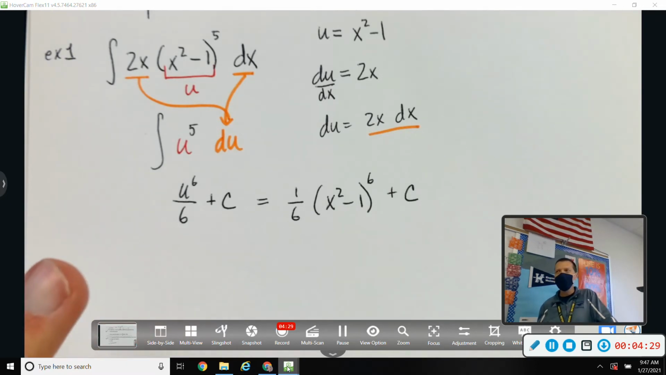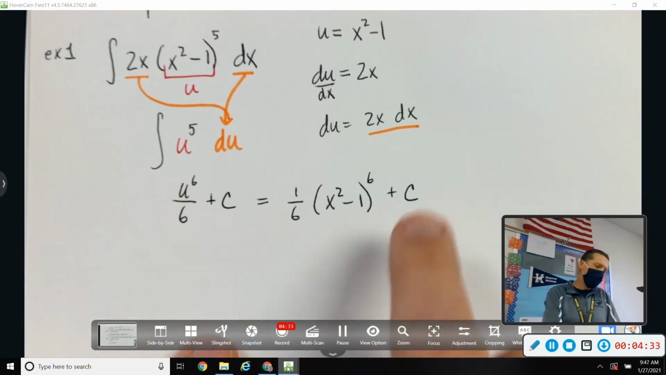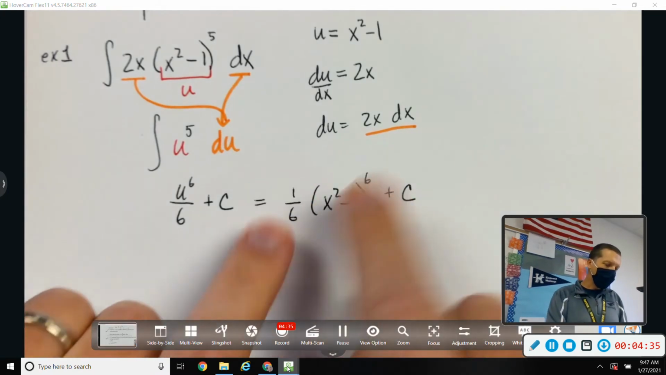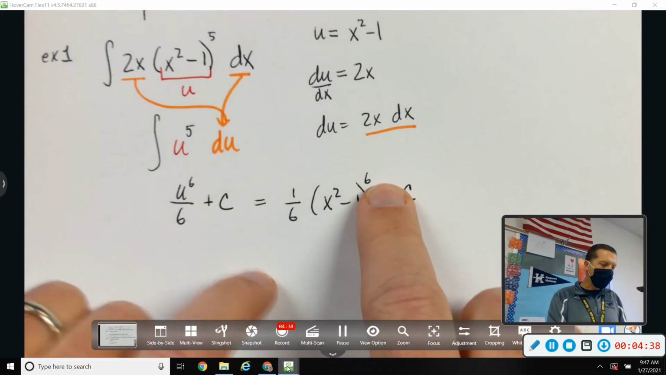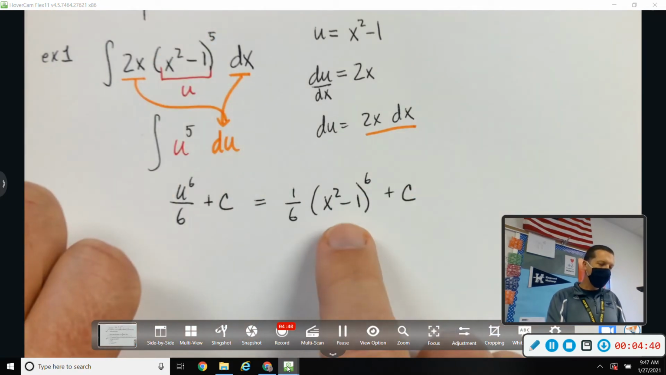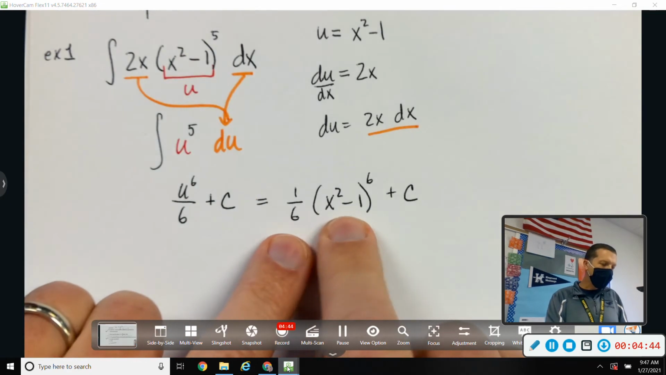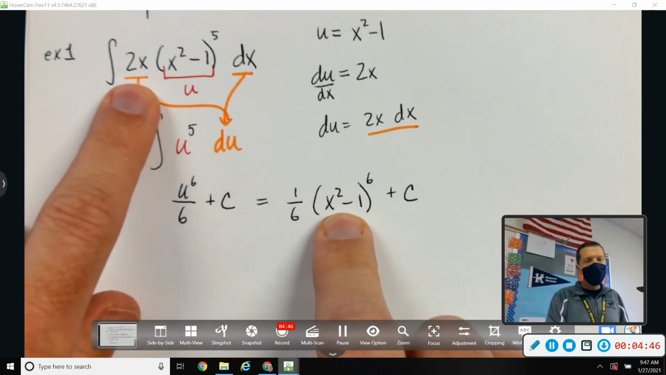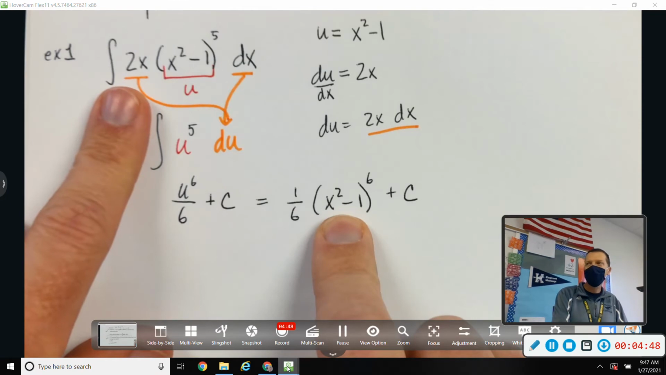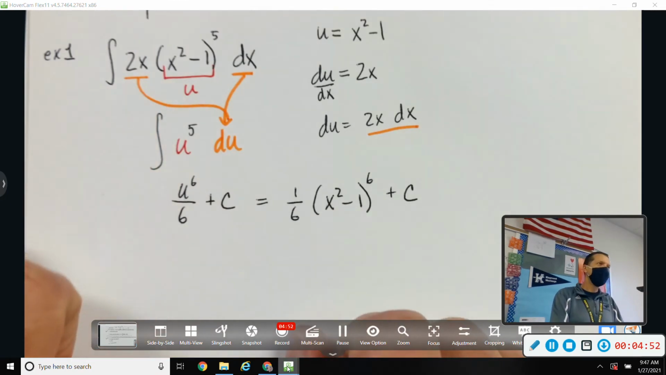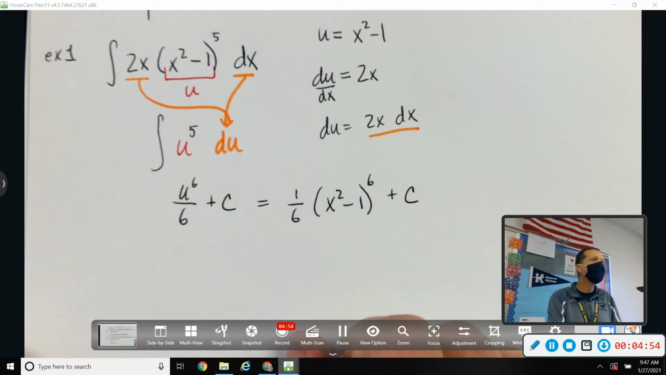Depending on how good you are with derivatives in your head, you could check this one. 6 times a 1/6 would go away. We decrease the power by 1 to get to 5. So that would leave x squared minus 1 to the 5th. And then chain rule, the derivative of x squared minus 1 is where that 2x came from. Yes, no? Not yet? Got a couple yeses, a couple no's, a couple of not sure yet.